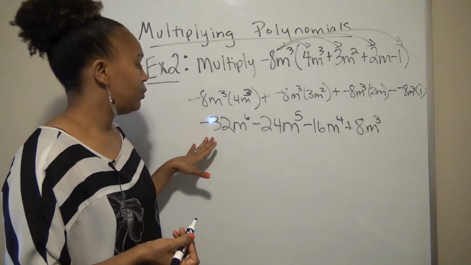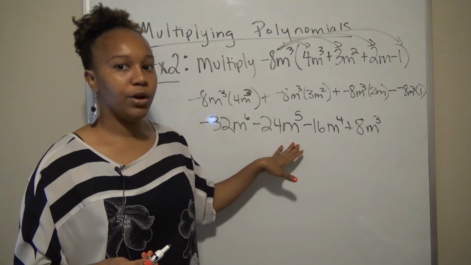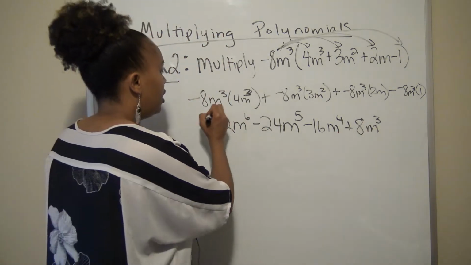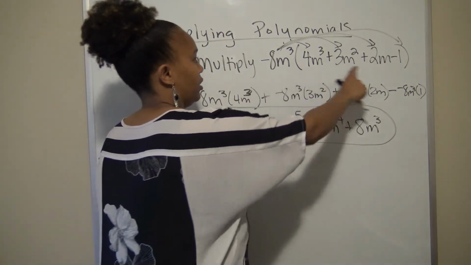So your final answer will look like this. Negative 32 m to the 6 minus 24 m to the 5th minus 16 m to the 4th plus 8 m to the third. So that is what you get when you multiply negative 8m to the third times this polynomial.